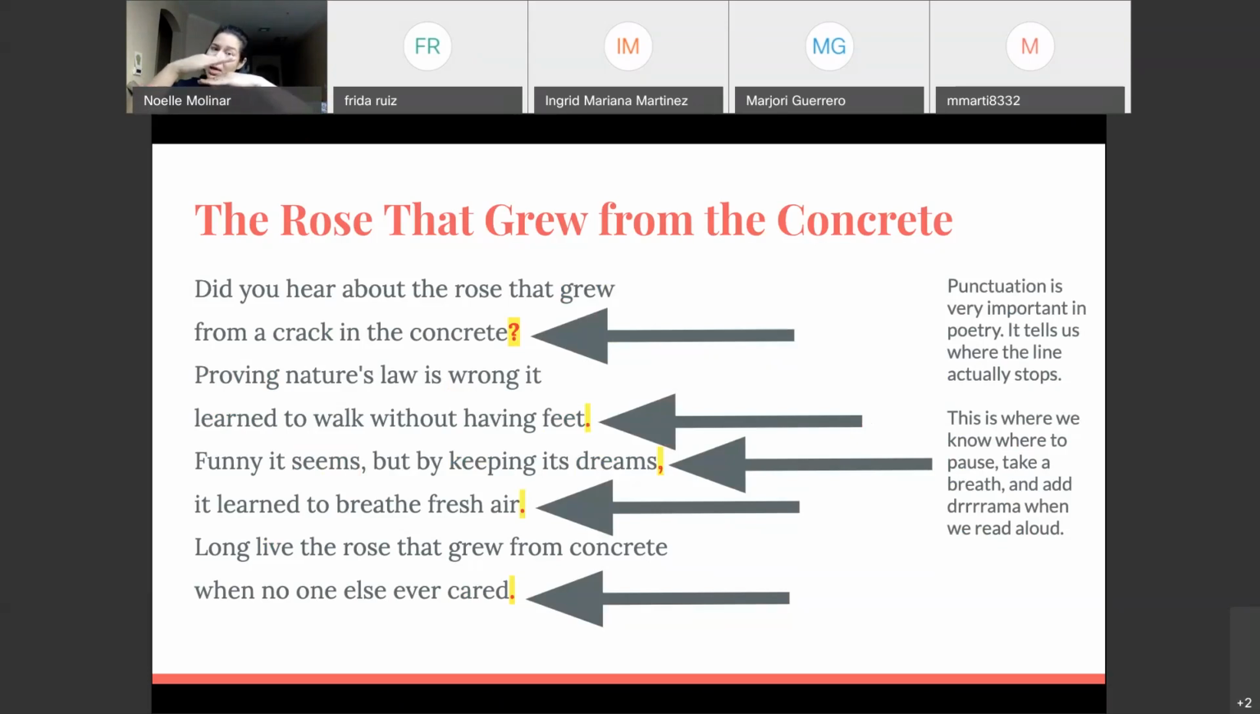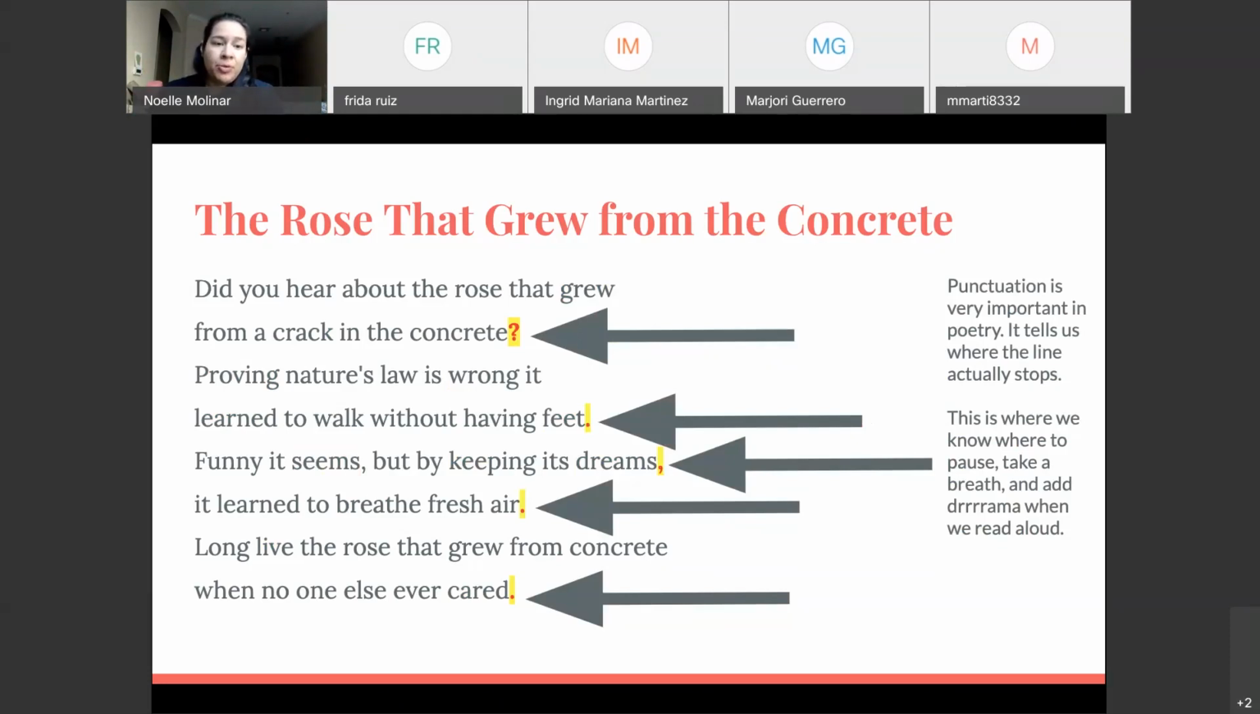They're on separate lines. They're not all together. But because we have the question mark, that's how we know it's still one complete idea, one thought. So it should be, did you hear about the rose that grew from a crack in the concrete? That's one idea. And the same thing happens.